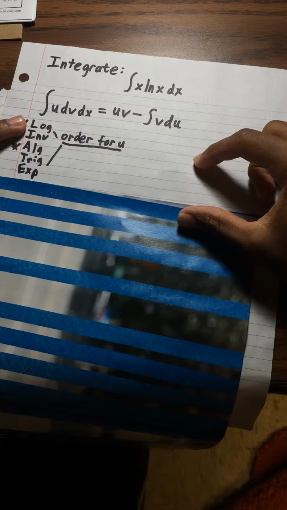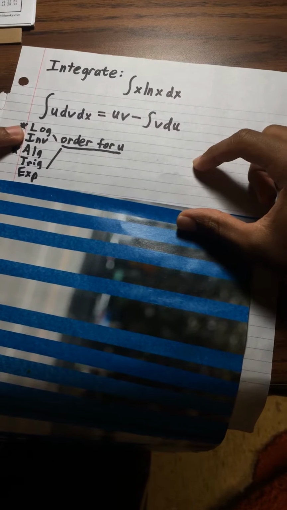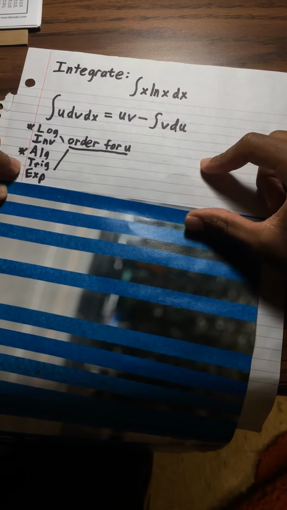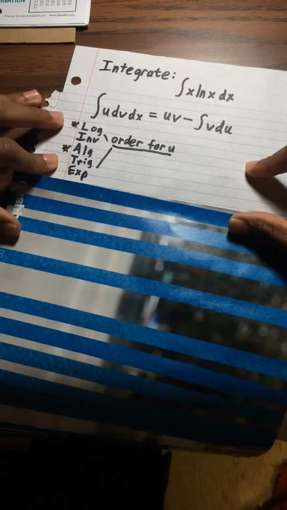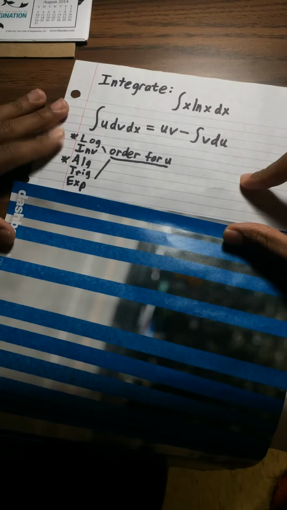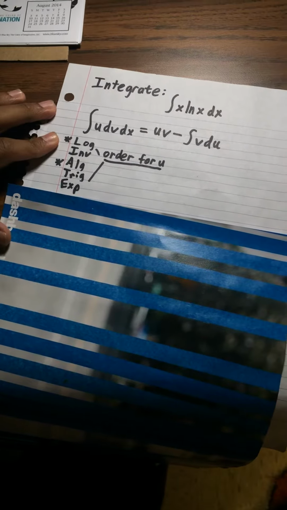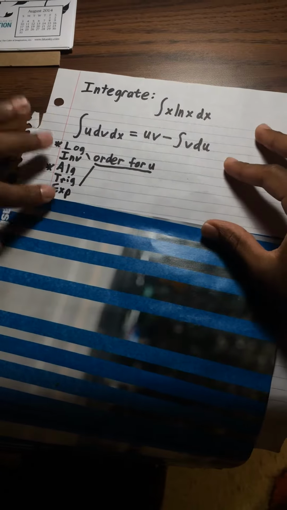For picking your u value, there's a simplified expression you can use. It's called LIATE. Using LIATE, it tells you the order you use to pick your u value. The first thing is logarithmic functions go first, then inverse functions, then algebraic, then trigonometric, then exponential. So if you ever have a logarithmic function in your equation, you're always going to use that as your u value, and it just goes down from there.